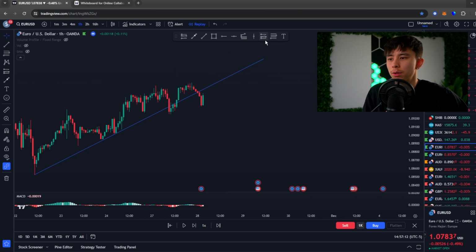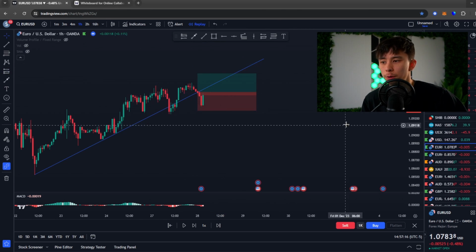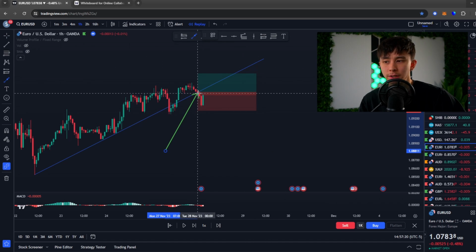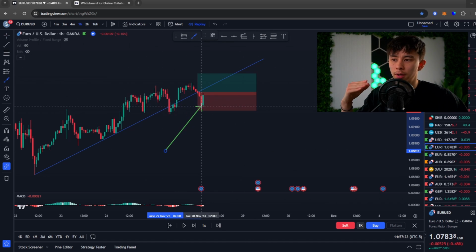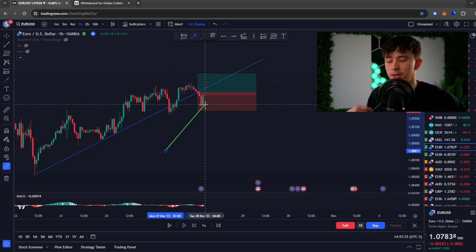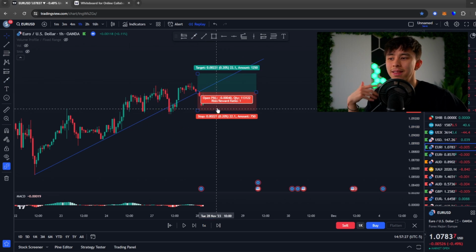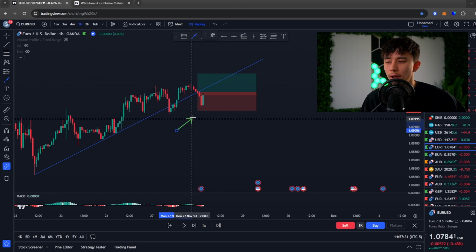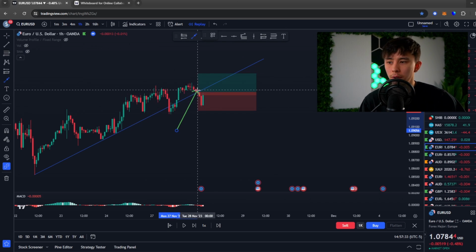This is because a lot of institutional investors know that people are actually going to be entering on this line. So it's nice for them to have price be manipulated and come down and end up hitting your stop losses and taking a lot of people out of their trades and then going up into profit.